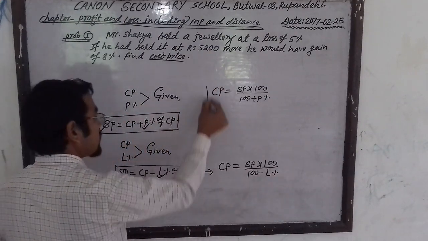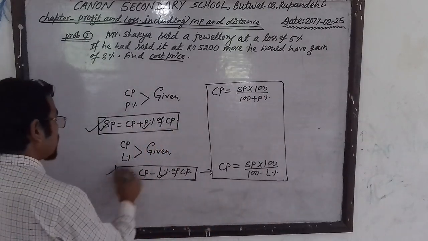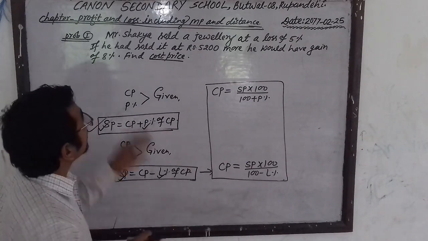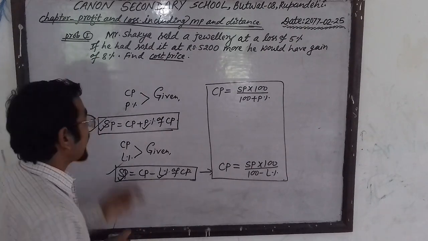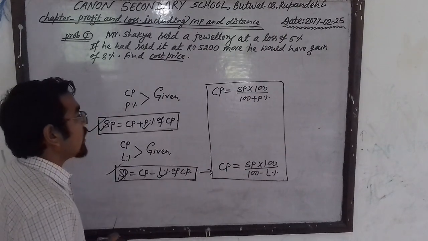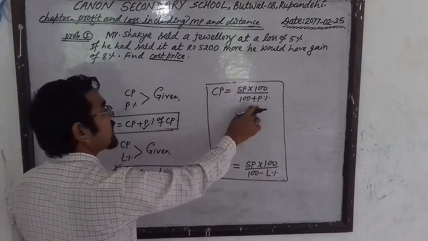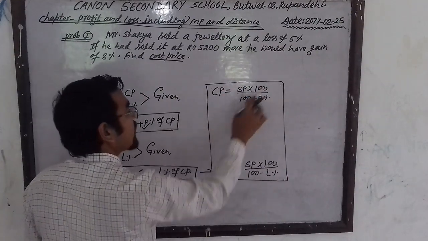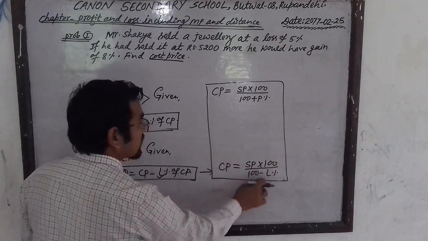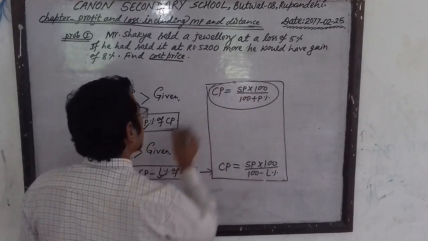It is not compulsory to use these, because if you understand the two basic formulas, you can solve whatever problems come from the profit and loss topic easily. But if some students like to apply the direct formula, CP is equal to SP into 100 upon 100 plus profit percent, and CP is equal to SP into 100 upon 100 minus loss percent, they can apply it. Now let me show how we get this formula.